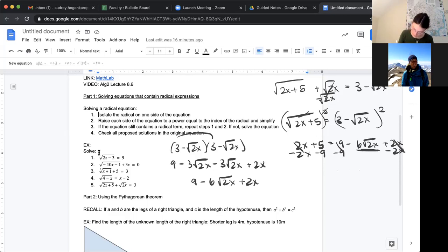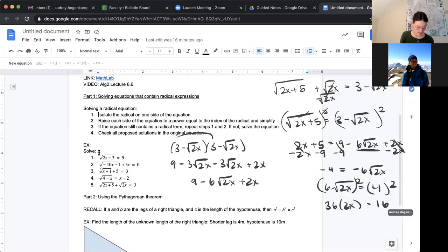I'm going to get -4 equals -6 square root of 2x. If I add 6 square root of 2x to the other side and add 4 to the other side, I can make both these positive. So 6 square root of 2x is equal to 4. And then I'm going to have to go ahead and square both sides to get rid of my square root. So square, that's going to give me 36 times 2x is equal to 16. That's going to give me 72x equals 16.